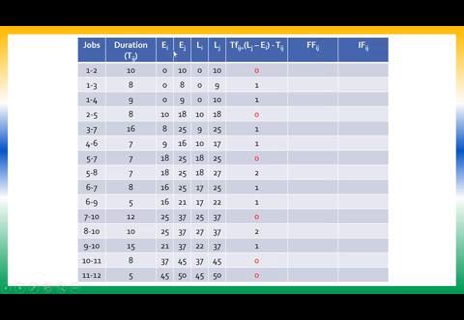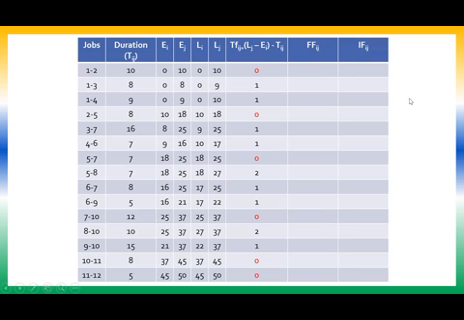So I've just copied EI, EJ, LI and LJ values from the network. After doing that, calculate the total float. The formula for total float, as you remember, is LJ minus EI minus TIJ. So it is 10 minus 0 minus 10, which is 0.